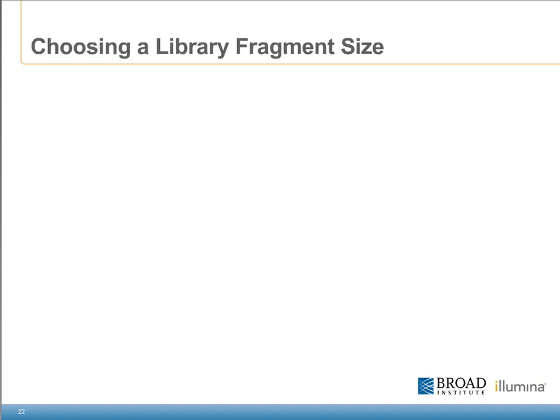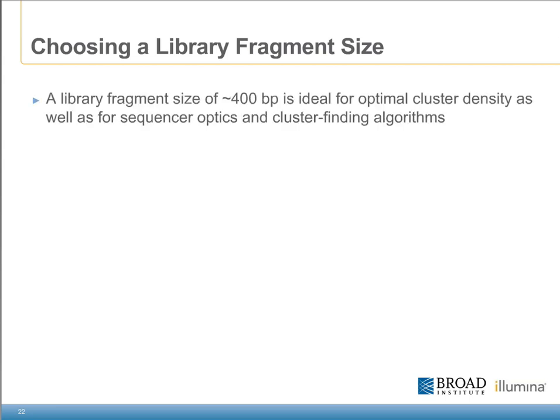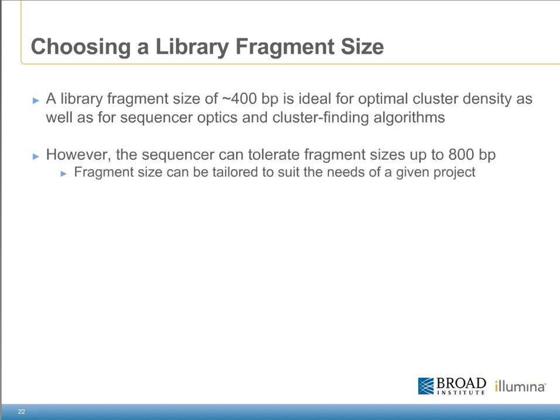So choosing a library fragment size is also an important thing to keep in mind. A library fragment size of about 400 base pair is what Illumina says is optimal for cluster density and for the sequencing optics and cluster finding algorithms. But the sequencer can actually tolerate fragment sizes all the way up to about 800 base pair. So really your fragment size can be tailored to suit the needs of any project.